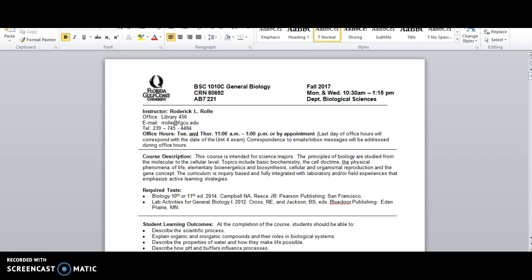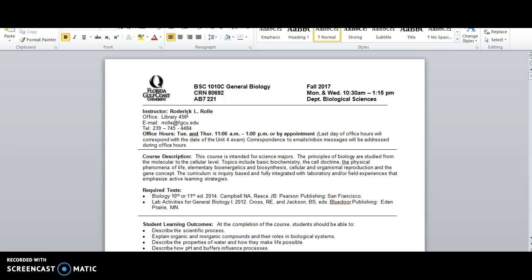Here is the syllabus. Up top, you will have the CRN number. This is your specific course identification number. You have the location of the class. You have the semester, the times that the class will be offered. Under that, you have the instructor's name, and you have office hours.